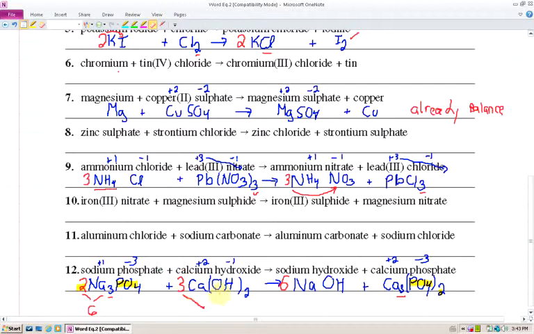I have a 3 and a 2, because I have a 2 outside the bracket, which means I have 6 oxygen, which I have here because I have a 6 in front. And same with the hydrogen. I have a 3 and a 2 for the bracket, so I have 6 hydrogen, which I also have.